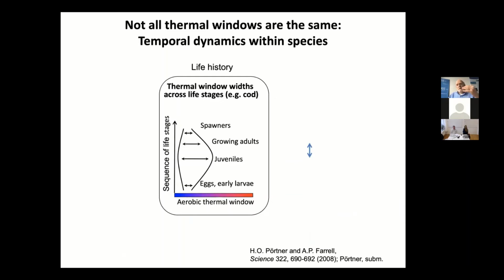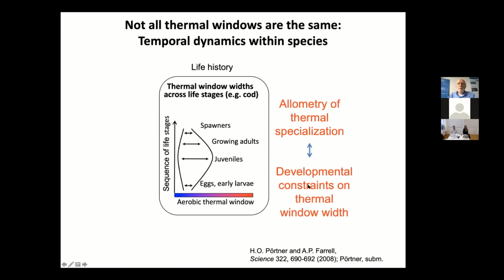There's another aspect to be considered. When we talk about a species, we have to consider life stages. And at the time in 2008, when we published this schematic here, there weren't a lot of findings around. But there was some indication that we would have narrow windows at eggs and early larvae, in this case of fish, and at spawning stage, and that we would have wide thermal ranges for juveniles and growing adults.